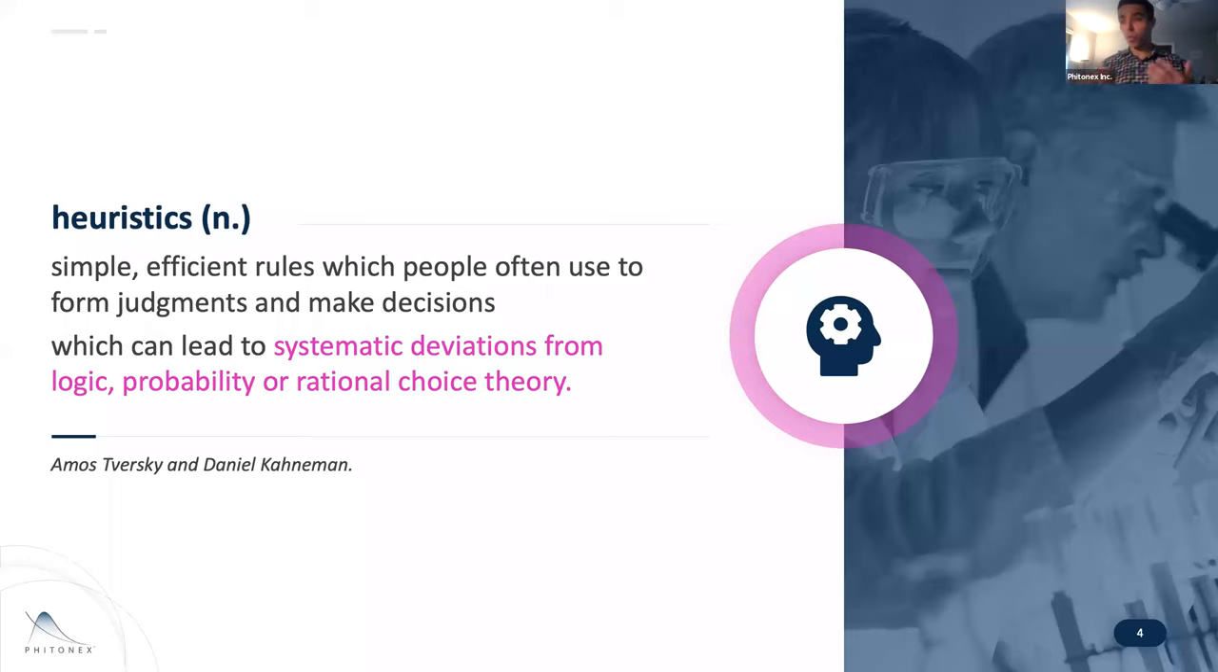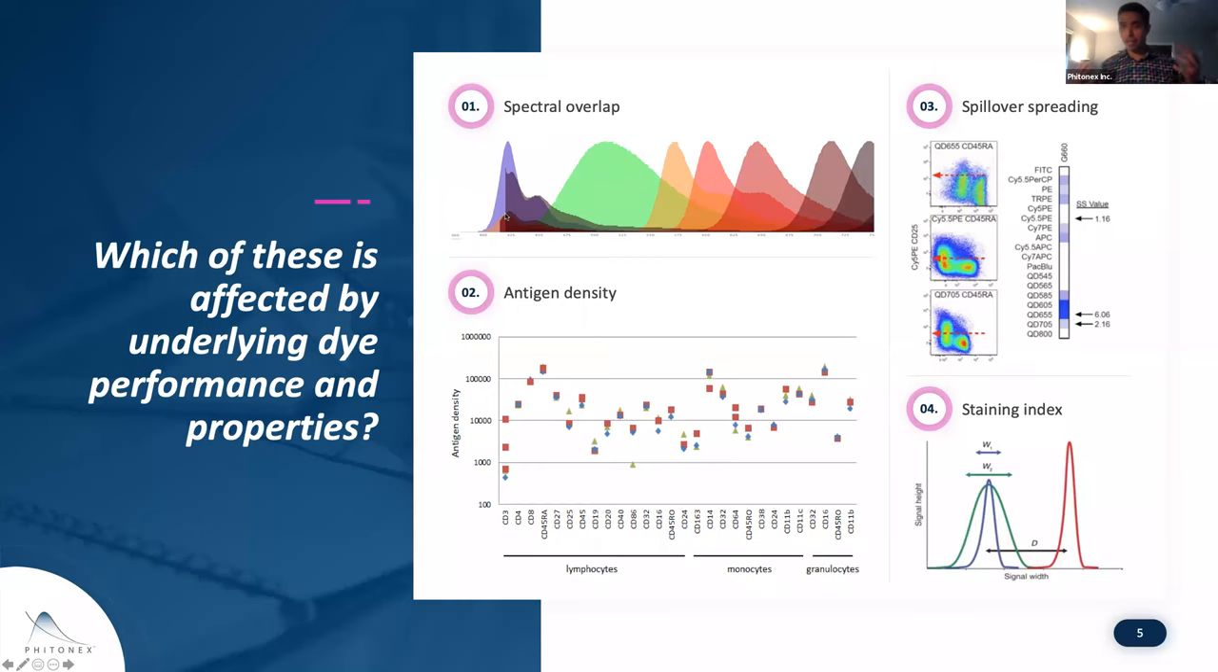But another great example of heuristics is actually the way that we currently think about panel design, which is essentially a set of rules that we've put together to deal with the compromises of the underlying fluorescence technology. So when we think about spectral overlap, accommodating for antigen density, accommodating for spillover spreading, and thinking about the staining index of a dye or any of the other metrics, such as similarity indexes or other indices we've tried to put together to make panel design easier, what we find is that the majority of them, really with the exception of antigen density, are all affected by the underlying dye performance and properties.